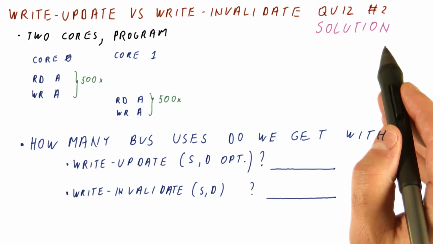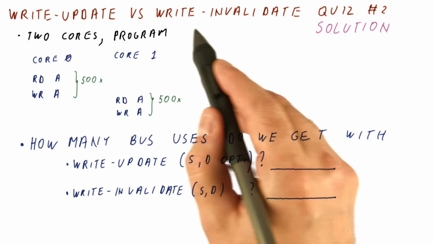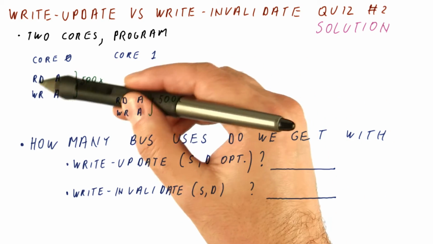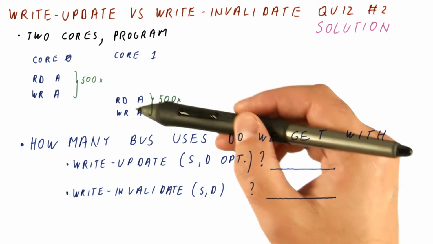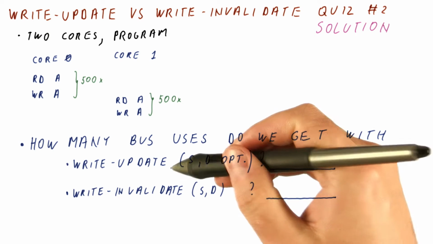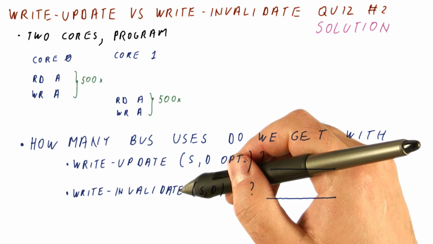Let's look at the solution to our second write update versus write invalidate quiz. This time we have a program where one core repeatedly reads and then writes A, and then the other. So how many bus uses do we get with the write update and with the write invalidate protocol?